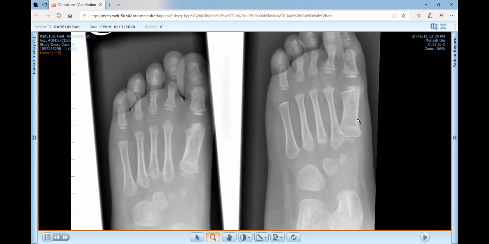I hope you are able to see this here. So there is a slight bump at the base of the first metatarsal, and that indicates that there is a buckle fracture at the base of the metatarsal.